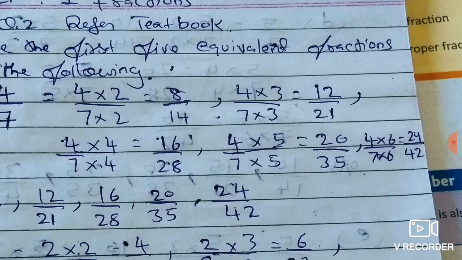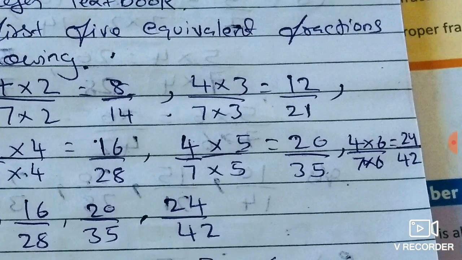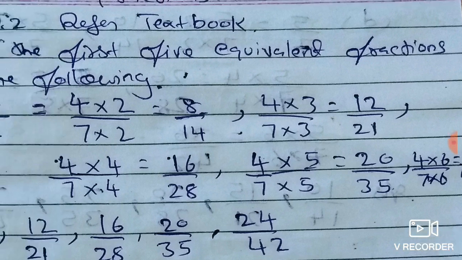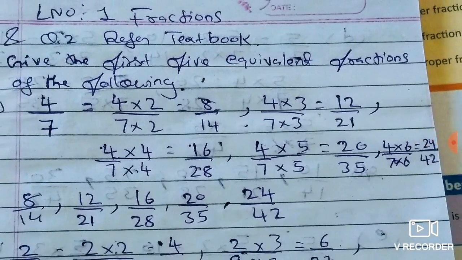Always remember, we multiply the numerator and denominator by the same number. If we multiply the numerator by 5, we multiply the denominator by 5 as well. So write 5 4s are 20 and 7 5s are 35. Next, finding the fifth equivalent fraction of this number, write 4/7, 4 into 6 and 7 into 6. Then write your answer, 24/42. So in this way, we find the 5 equivalent fractions of a particular number. We use this method in finding the 5 equivalents.